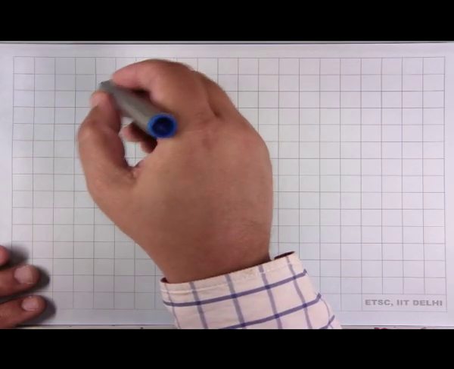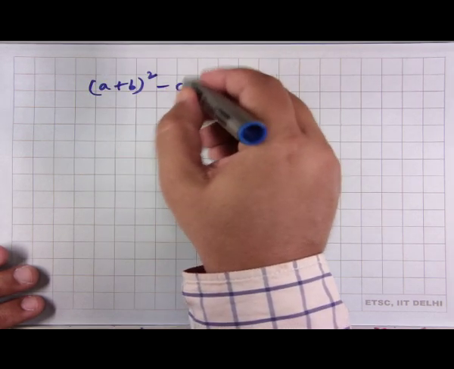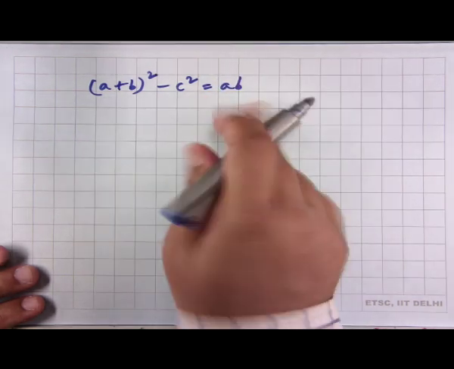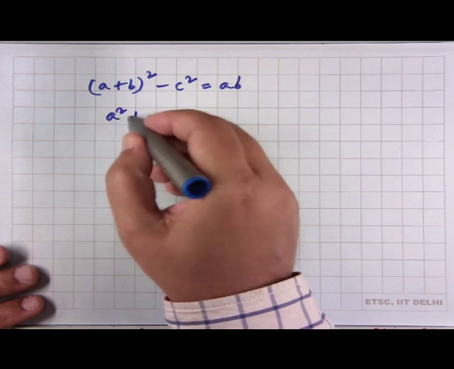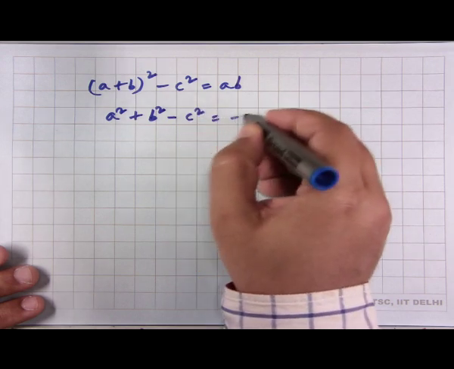So if we recollect, this is what was given in the problem, and that can be simplified to a squared plus b squared minus c squared equal to minus ab.